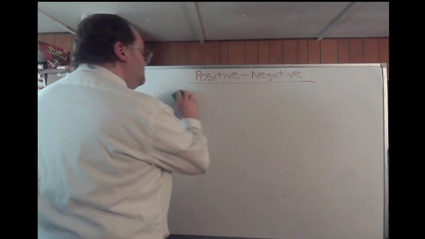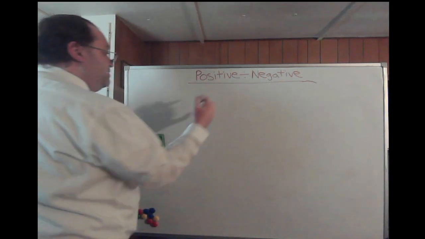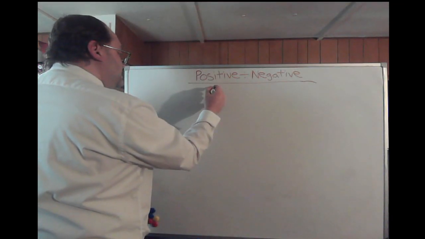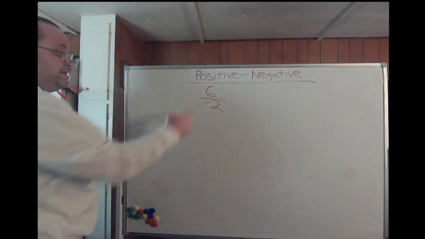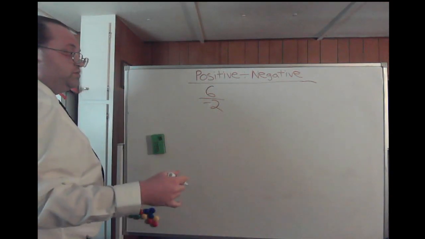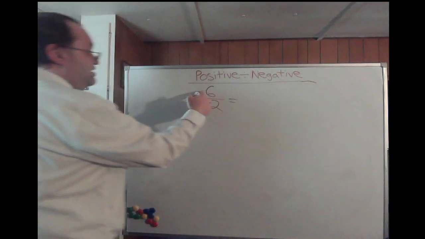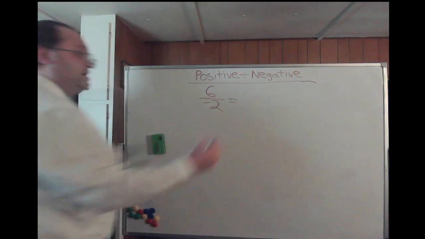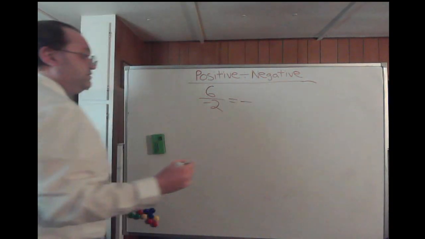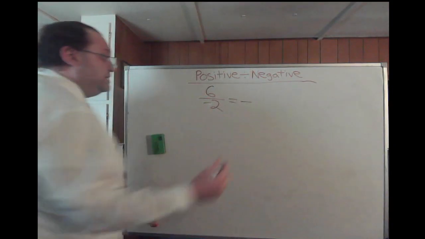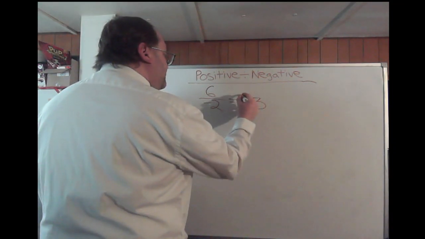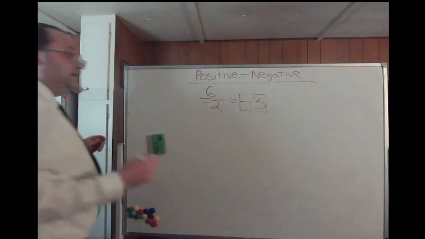Alright. Let's say I have 6 divided by -2. Well, you have a positive number divided by a negative. That's automatically going to make your result negative. We throw on our negative sign. Now we have 6 divided by 2. That's 3. So your answer to this equation would be -3.